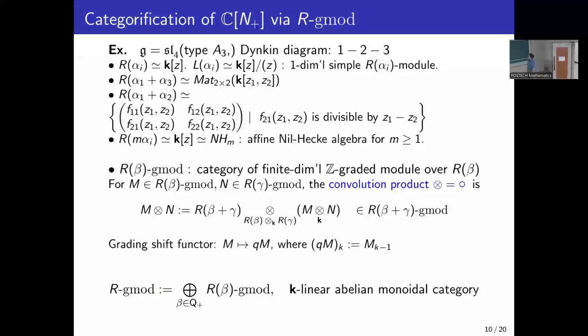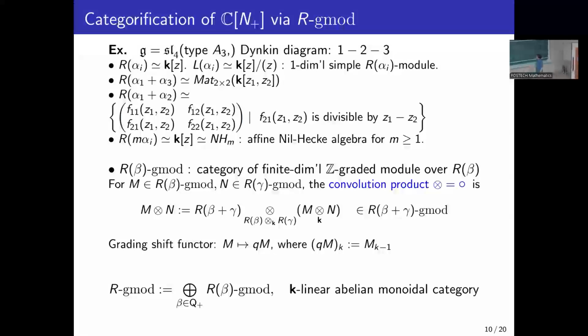So now let me just give you an example. If you consider the A3 type algebra, we have three nodes in the Dynkin diagram. Then each i is one, two or three, right? Then consider the corresponding quiver Hecke algebra at alpha i, where beta is a simple root. Then this is nothing but the polynomial ring, a graded algebra. And we can consider the one-dimensional simple module over this polynomial ring.